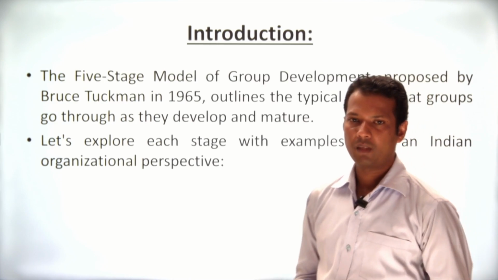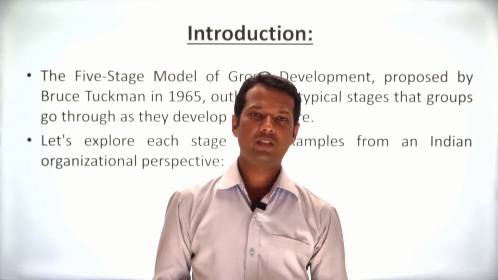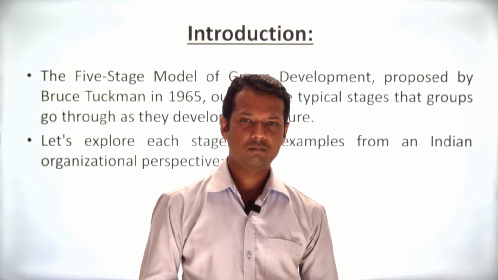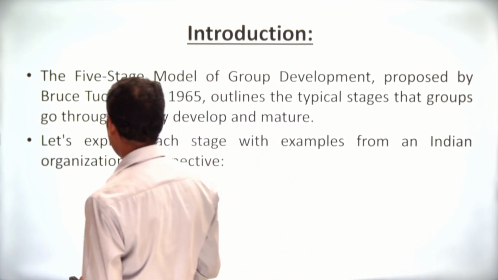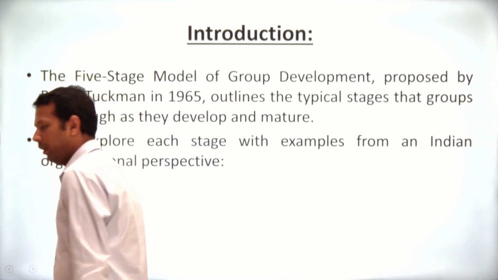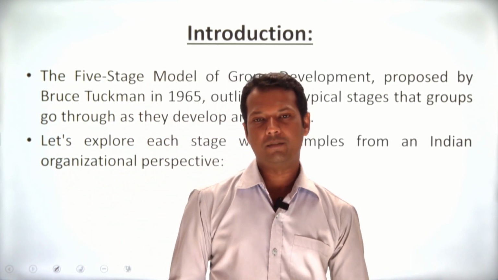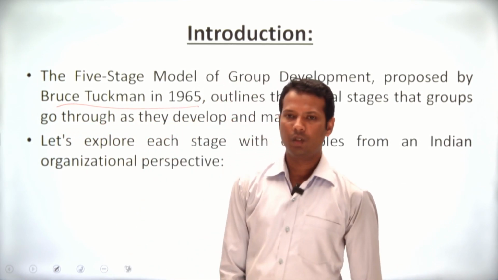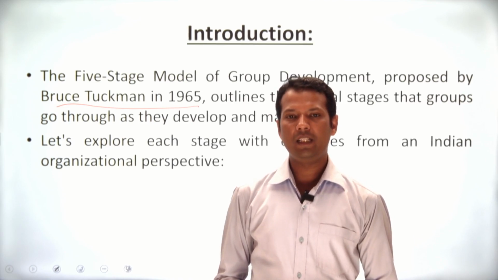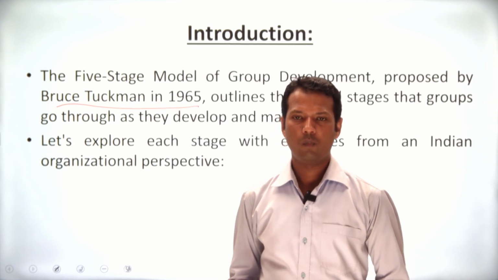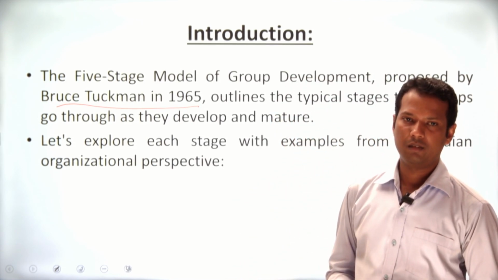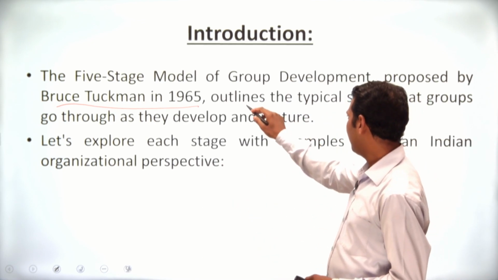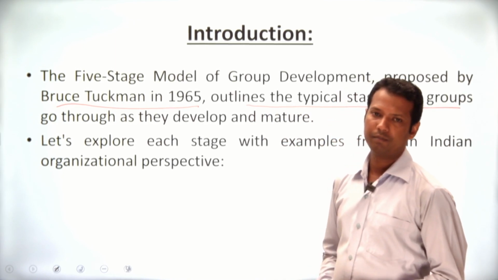The five-stage model of group development. What do you mean by the five-stage model of group development? How did it come into play? This theory was given by Bruce Tuckman in 1965. Why did he think this model was needed? Because this model tries to outline the typical stages that groups go through as they develop and mature.